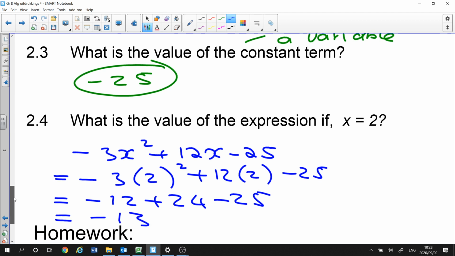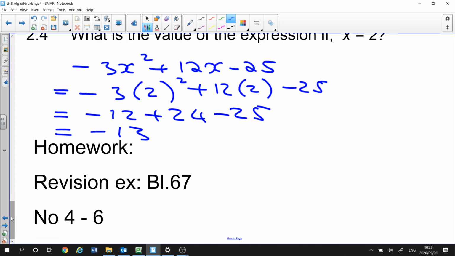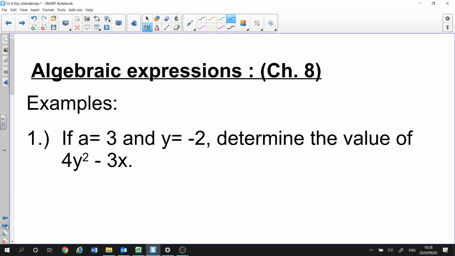Alright, so there's your homework on page 67. Sorry, this is just page 67, number 4 to 6. We were going to mark it tomorrow in class. So when we go to chapter 6, I want you to go to chapter 6, algebraic expression.